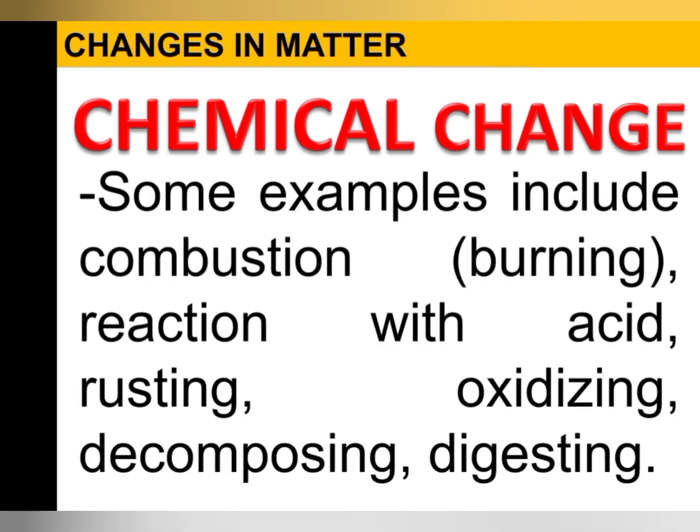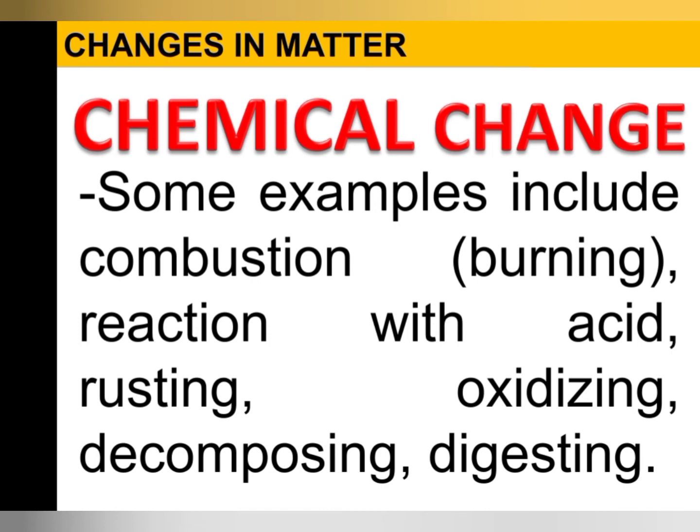Some examples include combustion or burning, reaction with acid, rusting, oxidizing, decomposing, and digesting. So, yung mga process na kung saan usually chemical change ang kinalalabasan, we have combustion. When we burn something, it cannot go back to its original form. 'Di ba? For example, a piece of paper, pagka sinunog natin siya, after masunog, may bago nang substance na nag-appear, hindi na siya papel. It is actually already an ash.